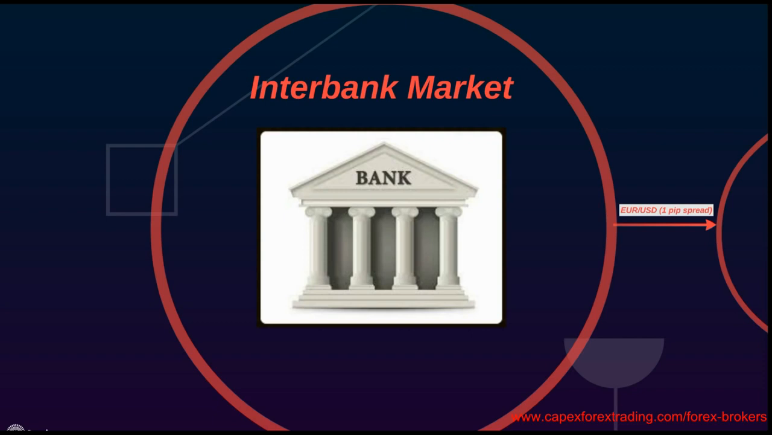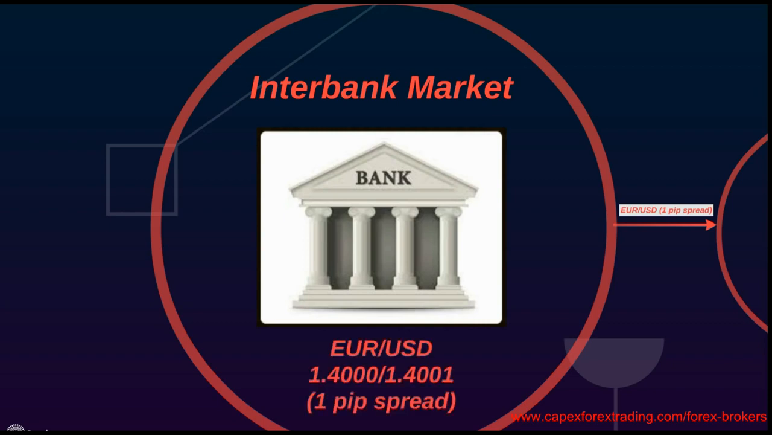Now, for the sake of this example, we're going to assume that the interbank market is always made up of the same players and that the prices provided to all different brokers around the world are exactly the same. So for the sake of the argument, let's say that the interbank market is quoting a price for the Euro USD currency pair at 1.4 thousand over 1.4 thousand.